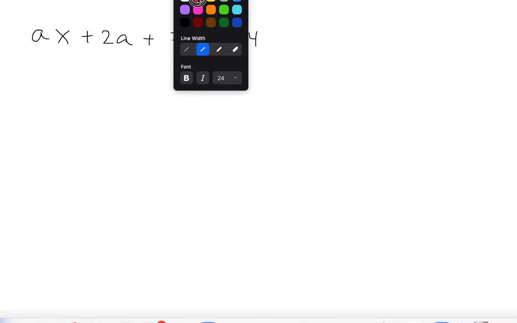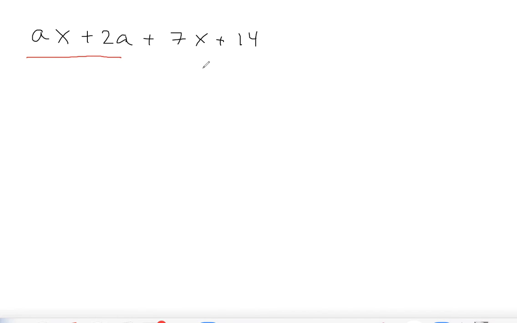With grouping, we look at the first 2 terms and the second 2 terms, and we try to get them into some form where there's a common factor in each of these 2 terms that we can factor out front. Let me show you what that looks like. Looking at these first 2, is there anything common between ax and 2a? Yeah, the a is common to both of those terms. So I'm going to take that out, and that leaves me x plus 2.